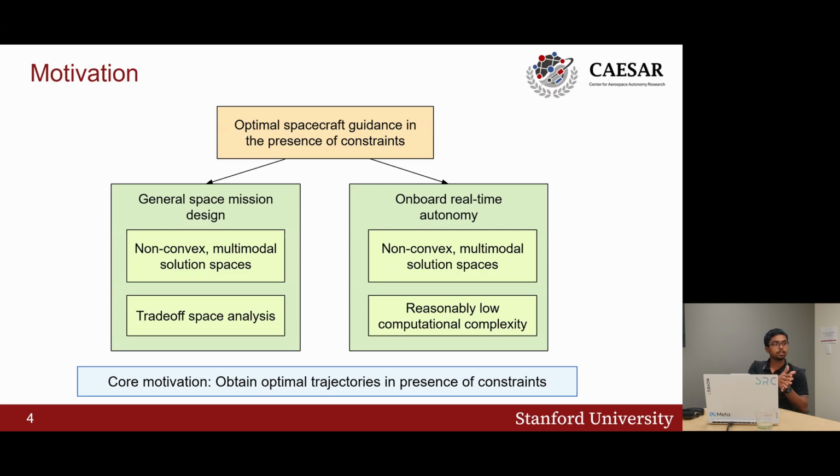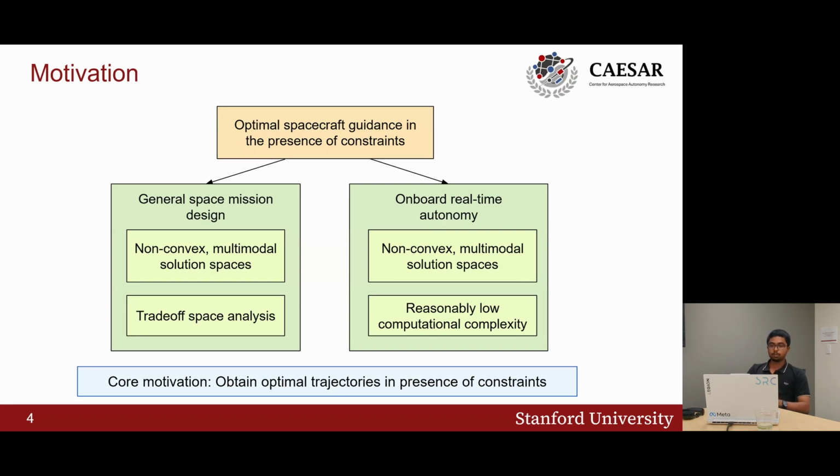Specifically for general space mission design, you need some kind of trade-off space analysis. You want to see how different competing objectives are modeled, and with specific missions you need specific trade-offs. So you want a good understanding of the entire trade-off space. With regard to onboard autonomy, you want reasonably low computational complexity because you want to autonomously and quickly compute the trajectories for whatever dynamic obstacles and other situations you encounter.